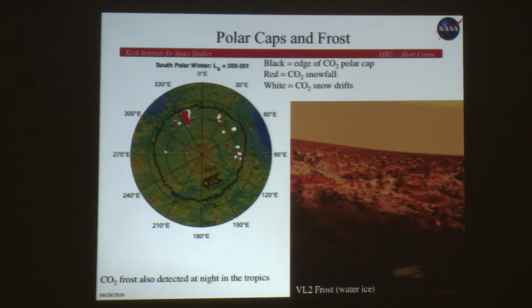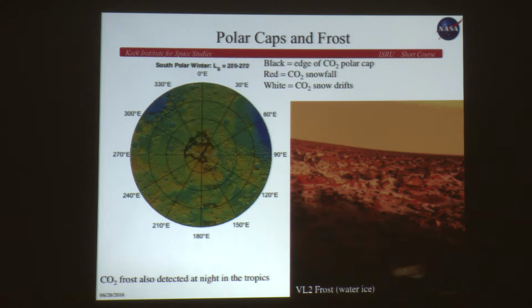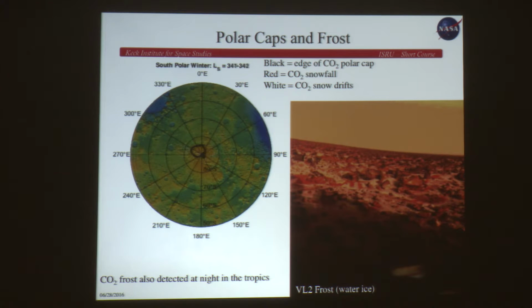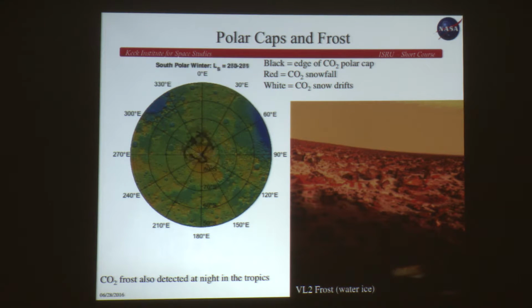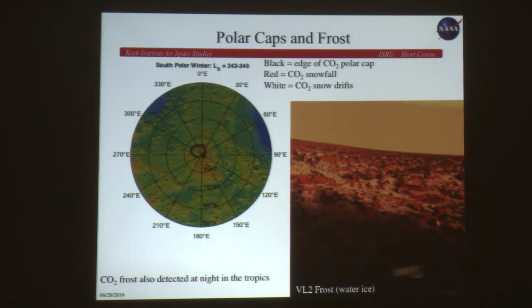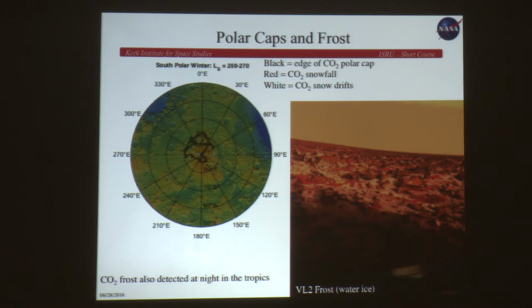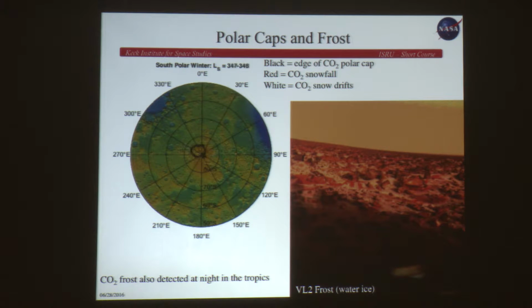Mars has polar caps and frost, as I noted earlier, and these are a very important player in the overall weather. This here shows the southern hemisphere throughout the entire Mars year. The black line is the CO2 seasonal polar cap. On Mars, during the winter, CO2 condenses onto the surface. CO2 also snows out. That's what the red dots are. The white dots are then where the CO2 deposits, i.e. snowdrifts, have basically piled up in large-scale areas that we can see on the surface.